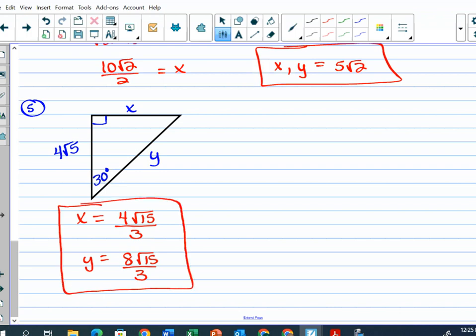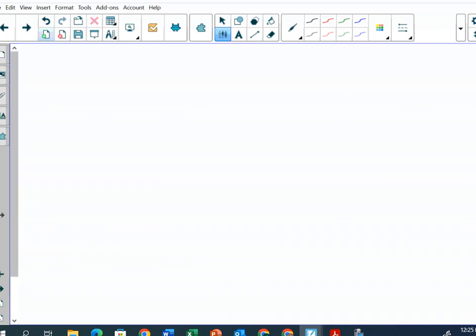Anybody need me to walk through the x part of it? Or we're like, no, we remember how to do this. We're pretty good. Okay, that's the end of notes. A couple of simplifying things just to remind you.